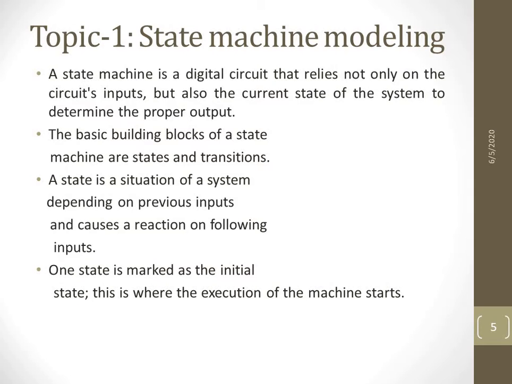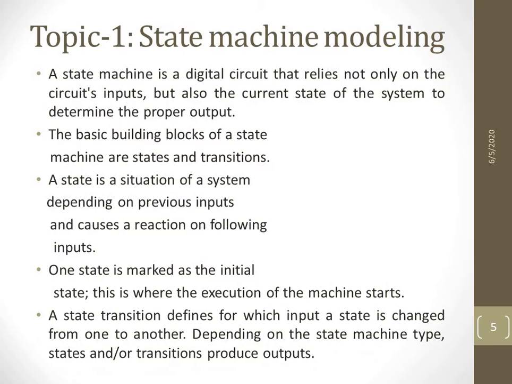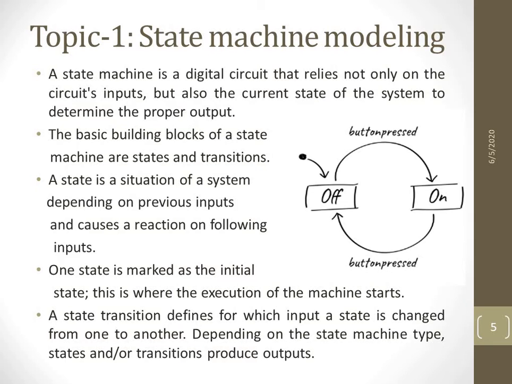So one state is marked as the initial state. This is where the execution of the machine starts. A state transition defines for which input a state is changed from one to another. Depending on the state machine type, states and transitions produce outputs.